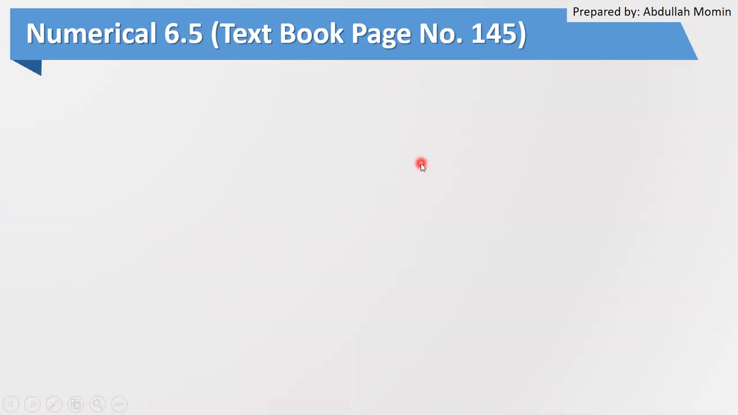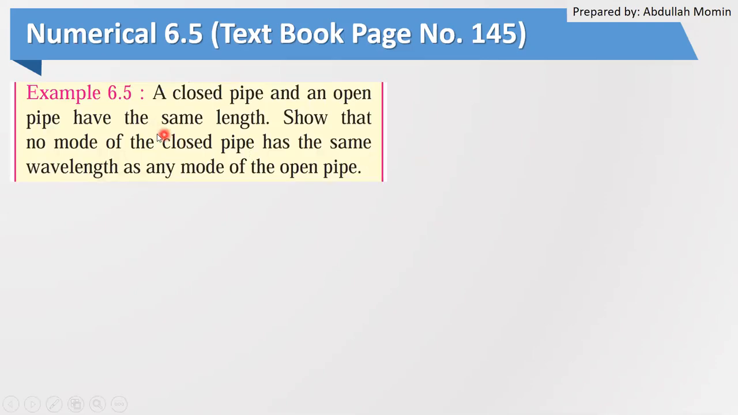Now the next numerical, that is example 6.5, textbook page number 145. The question is, a closed pipe and an open pipe have the same length. There are two types of pipe, one is the closed pipe which is closed at one end, and another one is the open pipe which is open at both ends. We have to show that no mode of the closed pipe has the same wavelength as any mode of the open pipe.